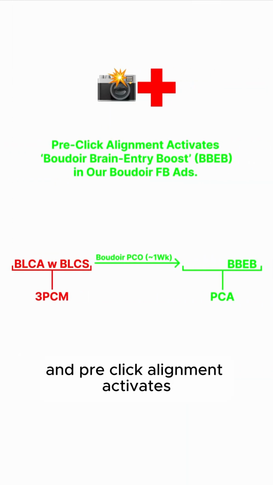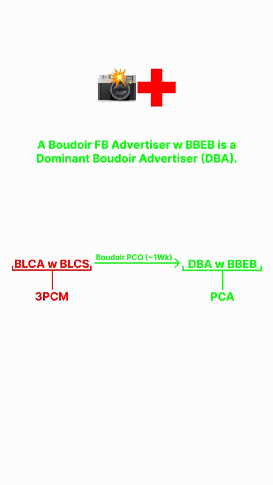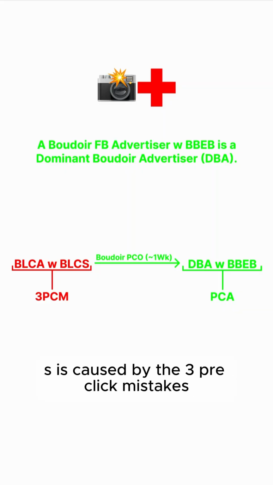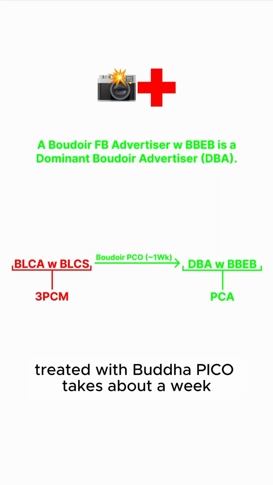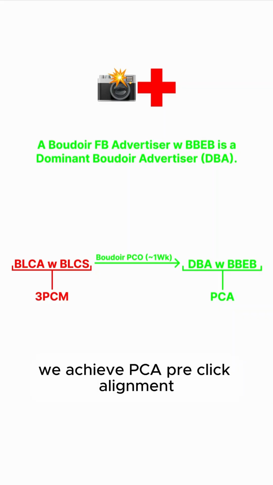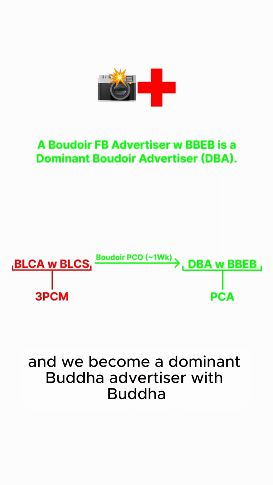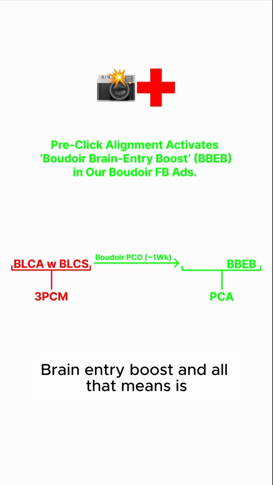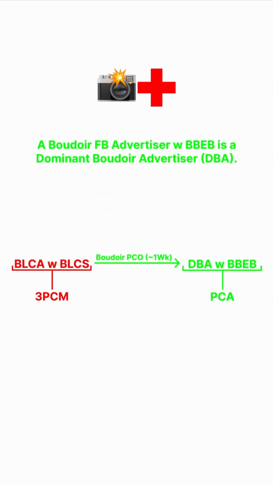And pre-click alignment activates Boudoir brain entry boost in our Boudoir Facebook ads. And a Boudoir Facebook advertiser with Boudoir brain entry boost is a dominant Boudoir advertiser, a DBA. So this is our full universe. A BLCA with BLCS is caused by the 3 pre-click mistakes. It's fine, easy enough, treated with Boudoir Pico. Takes about a week. We achieve PCA, pre-click alignment, and we become a dominant Boudoir advertiser with Boudoir brain entry boost. And all that means is we got our unique CTR above 6%.